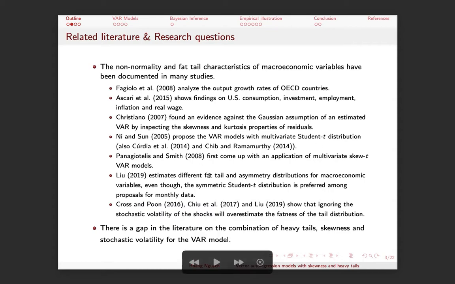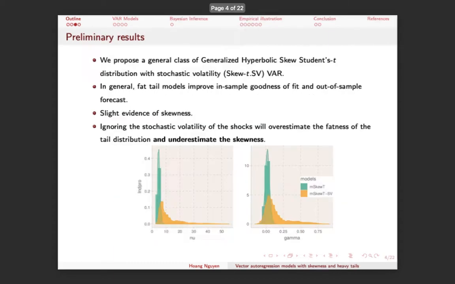In the paper, Smith first came up with an application of multivariate skew VAR models for the spot price of electricity in Australia. However, these models only allow for one parameter to control for the degrees of freedom and are then somehow restrictive. So still there's a gap in the literature for a combination of heavy tails, skewness, and stochastic volatilities for VAR models. And in this study, we want to fill in this gap by proposing a general class of generalized hyperbolic skew student t distribution with stochastic volatilities.